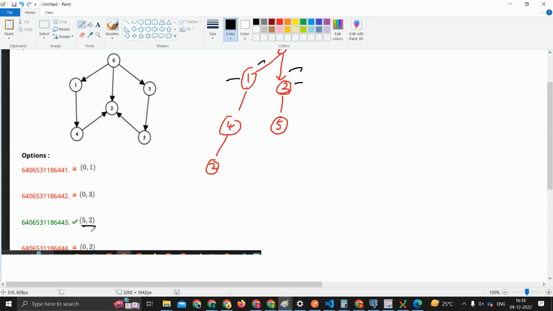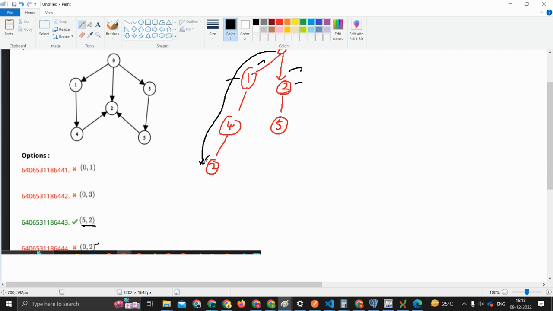As you can see in the DFS tree, if we draw the edge 5 to 2, it will be connecting two subtrees, different branches of the tree. So obviously it will be a cross edge. And for the last option, 0 2, that's a forward edge.